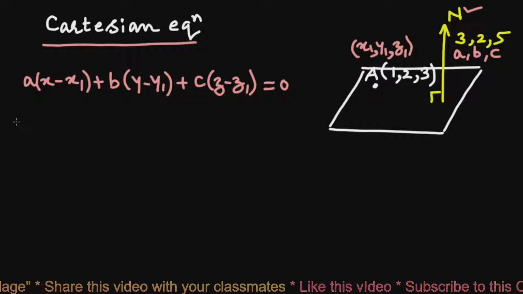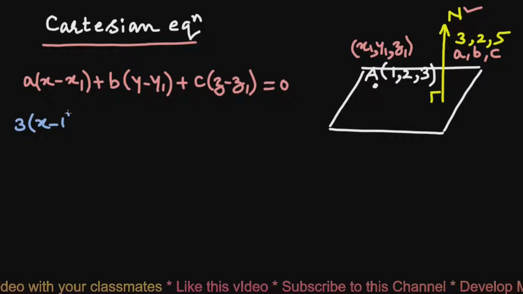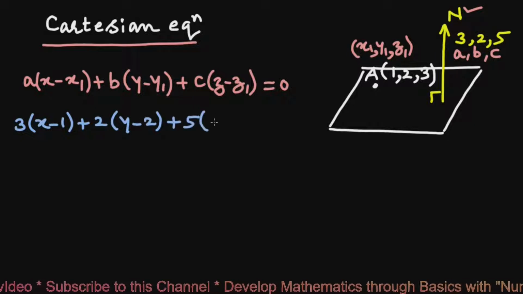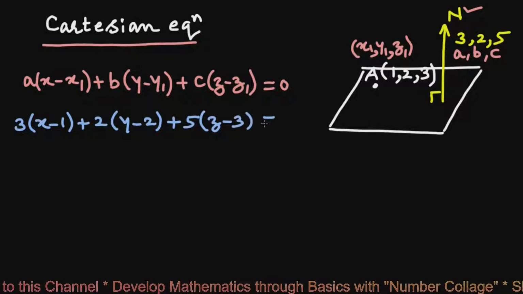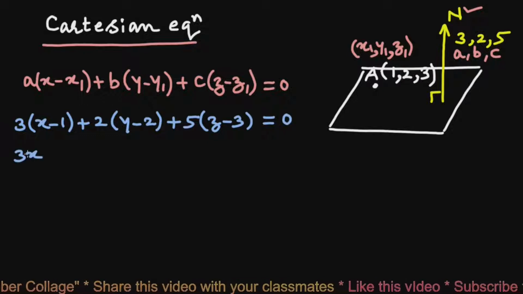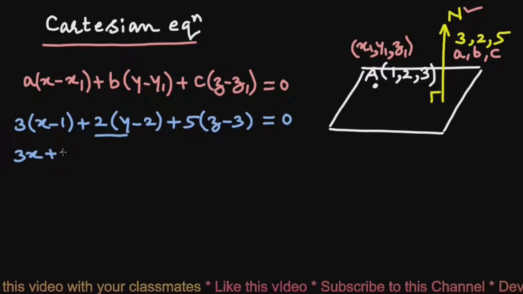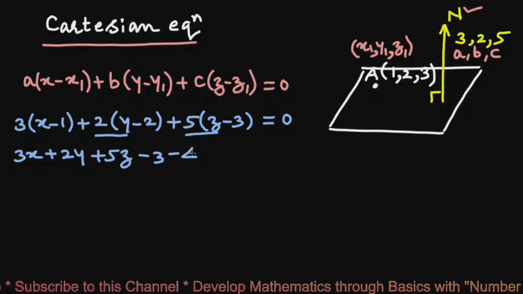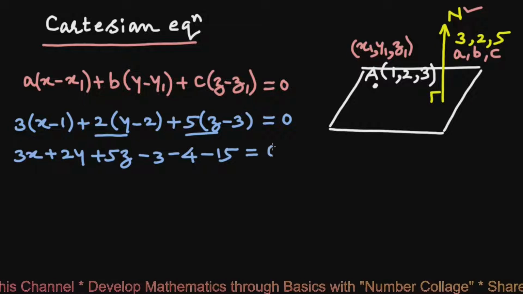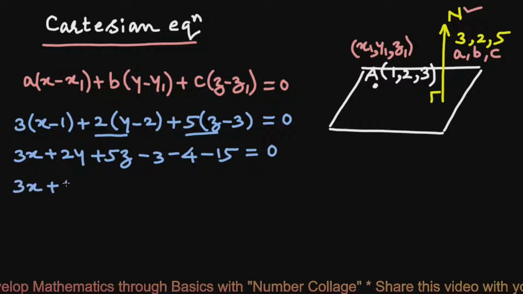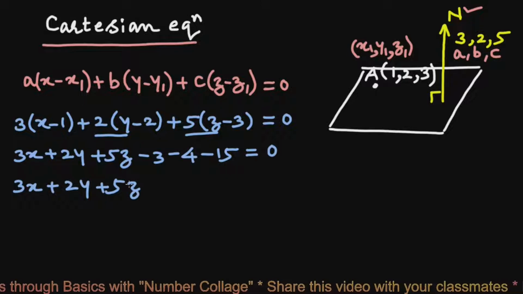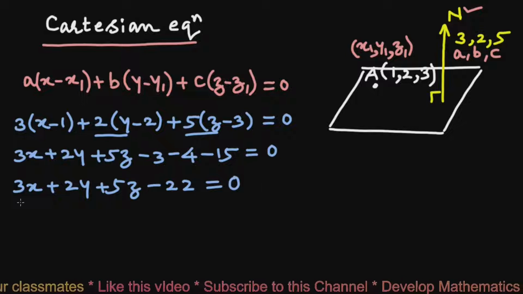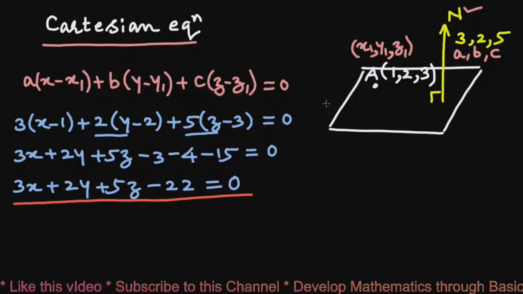So we get 3 into (x minus 1) plus 2 into (y minus 2) plus 5 into (z minus 3) equals 0. That will be 3x plus 2y plus 5z minus 3 minus 4 minus 15 equals 0. That will be 3x plus 2y plus 5z minus 22 equals 0. So this will be the Cartesian equation of this plane.